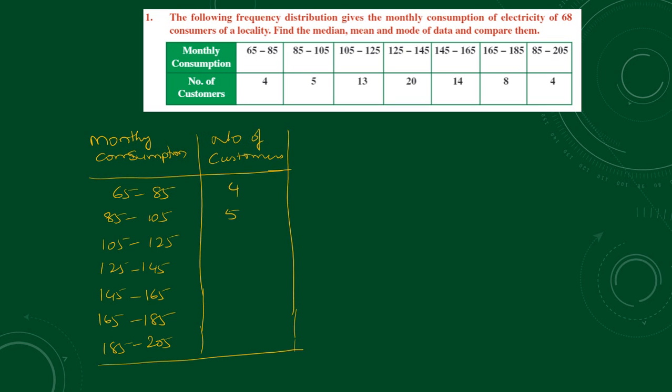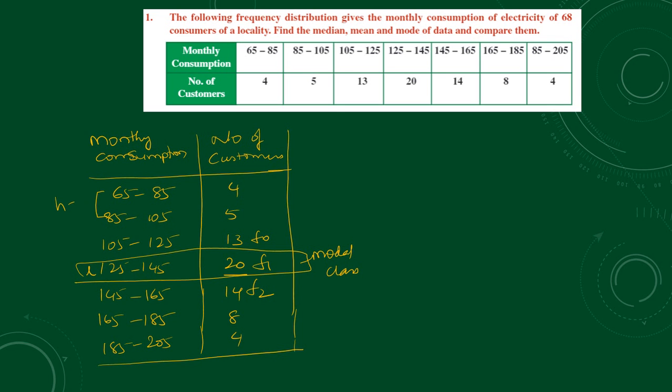So what are the frequencies? 4, 5, 13, 20, 14, 8 and 4. Now since 20 is the largest frequency, this is nothing but my modal class. So this is my f1, f0 and f2, and this is my L. Now directly the height is 20, so h is equal to 20. Writing down the formula of mode: mode is equal to L plus f1 minus f0 by 2 times of f1 minus f0 minus f2, into h.